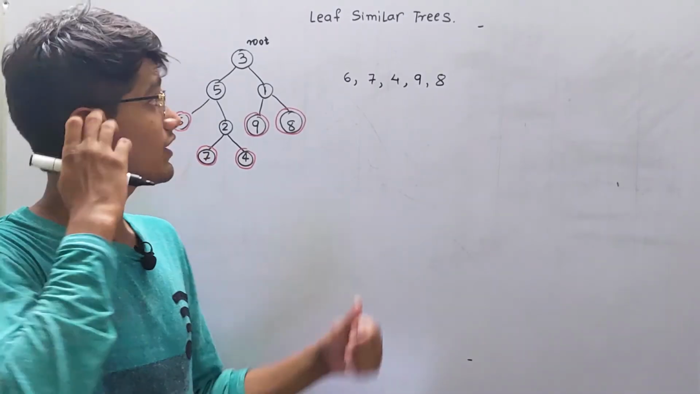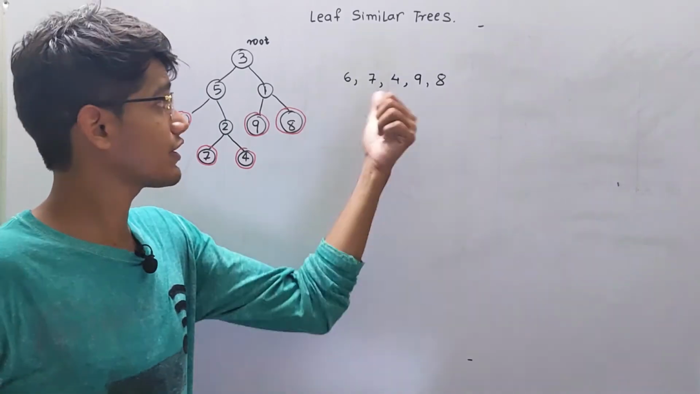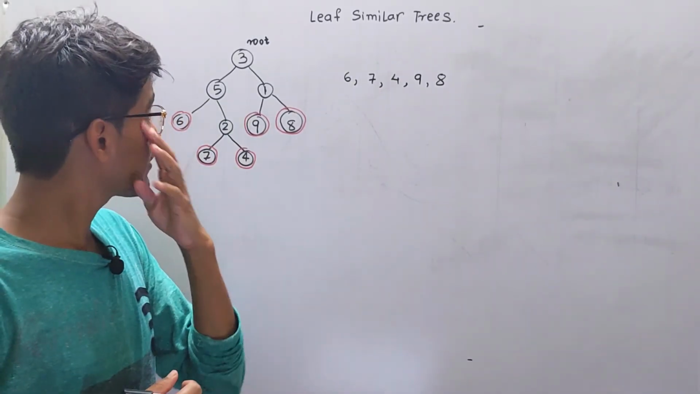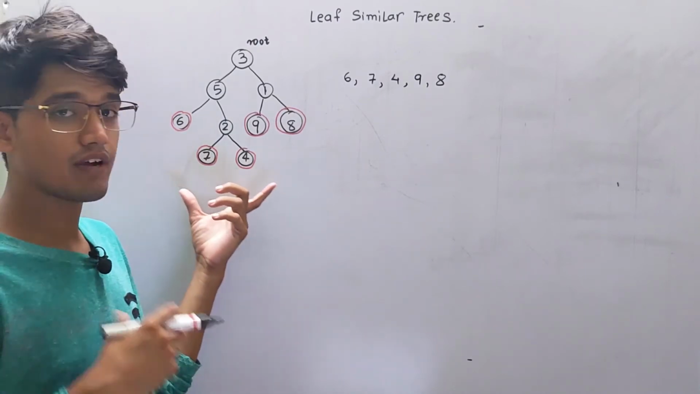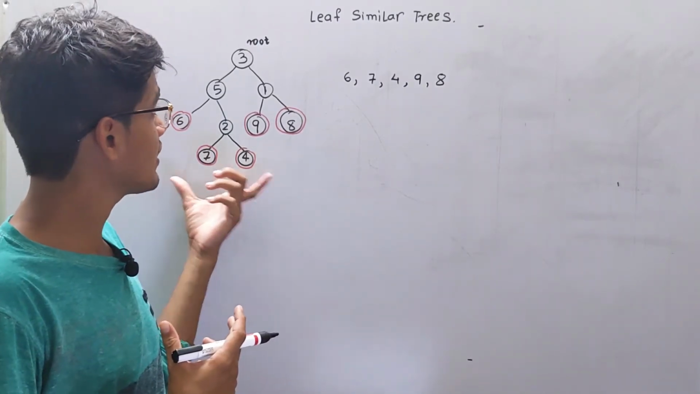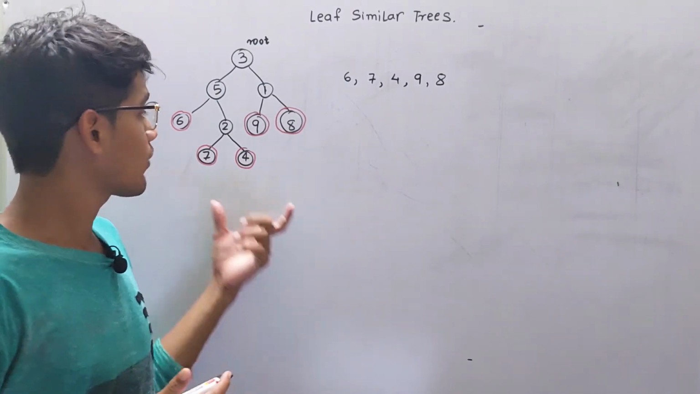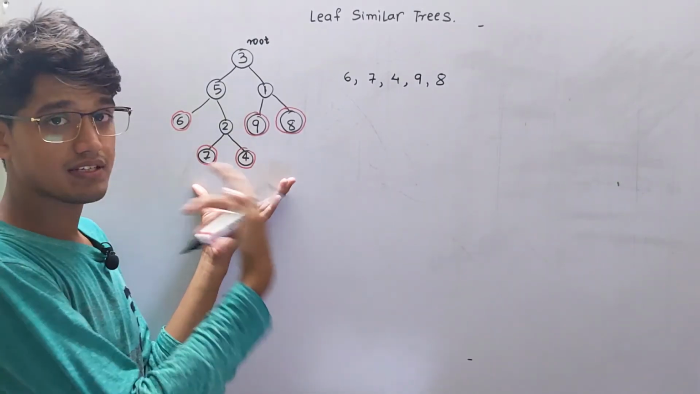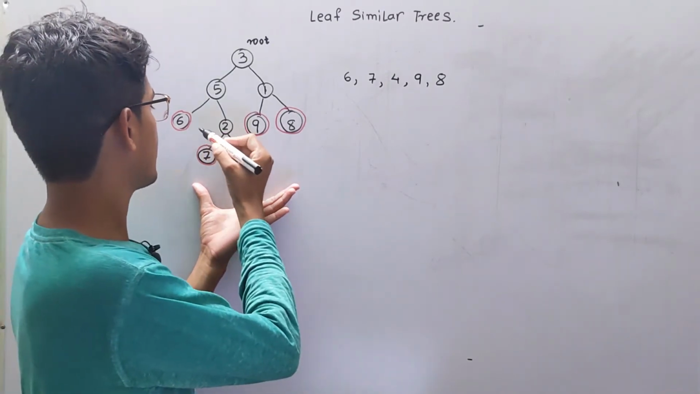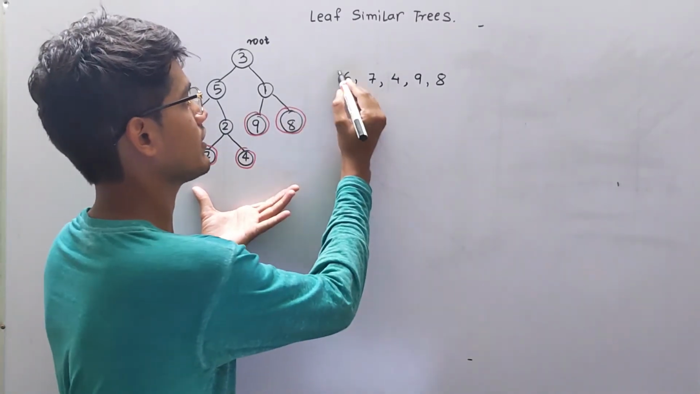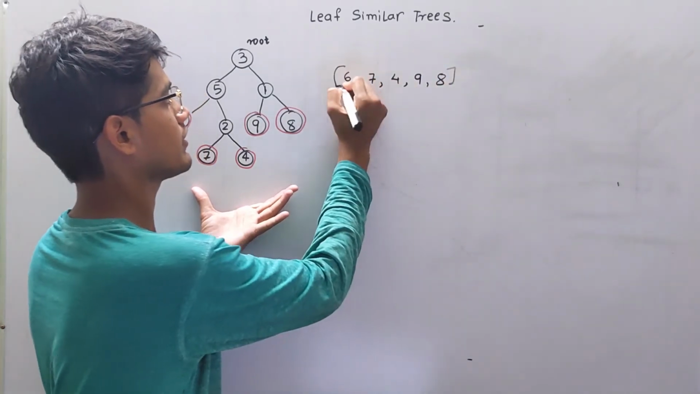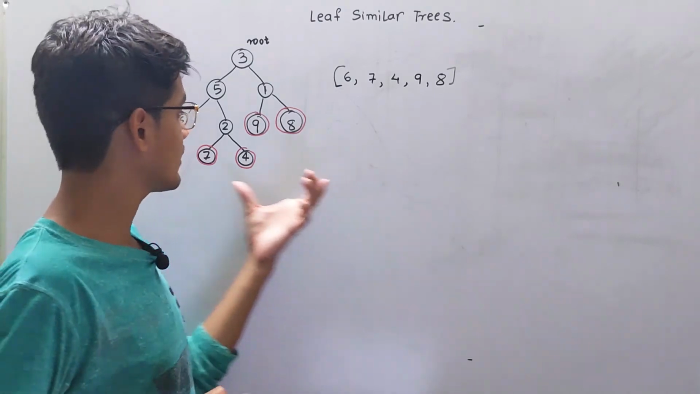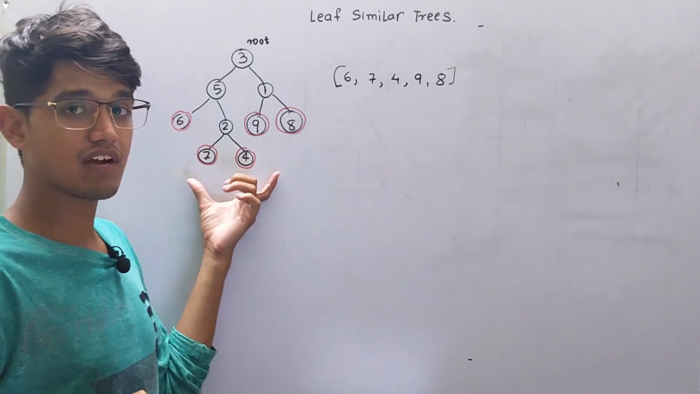So today we'll be solving the Leaf Similar Trees question. In this question, we are given two trees, and we are asked whether they have a leaf similar sequence or not. What I mean by leaf similar sequence is that for this tree the leaf sequence is 6, 7, 4, 9, 8, starting from left to right. Similarly for the other tree, we need to find the leaf sequence, and we need to check whether they are equal or not.